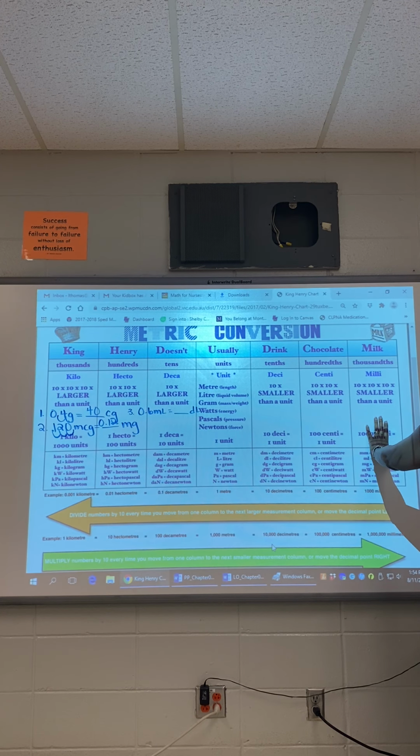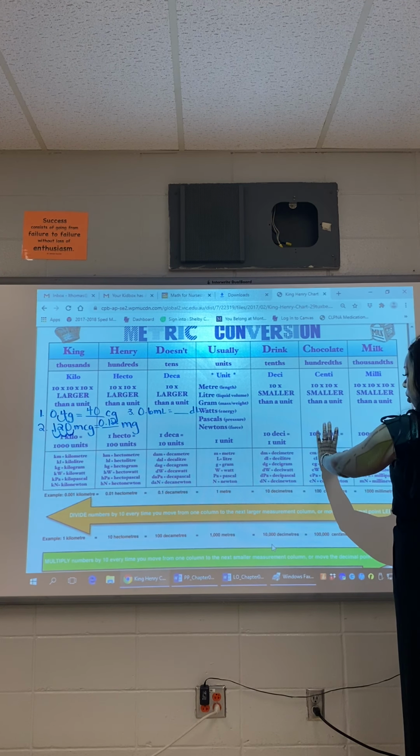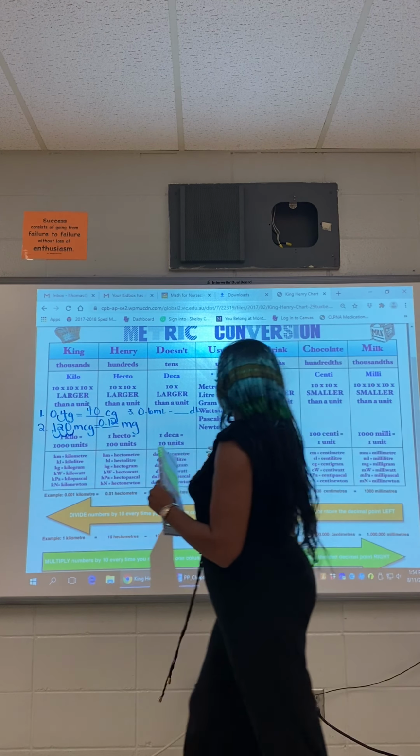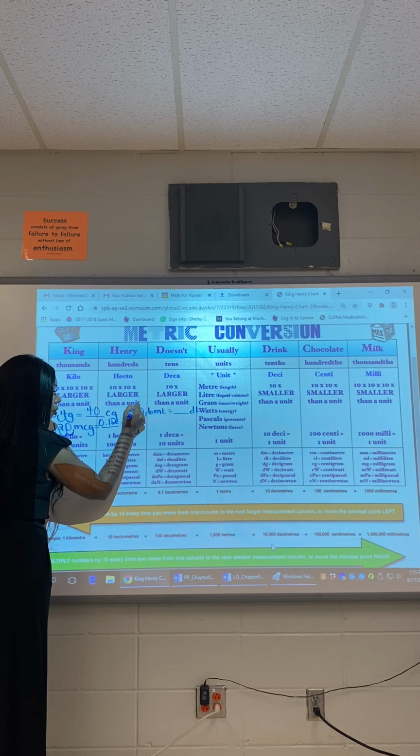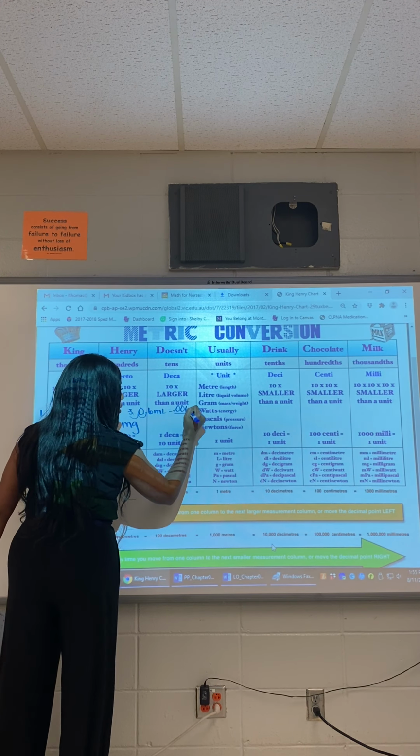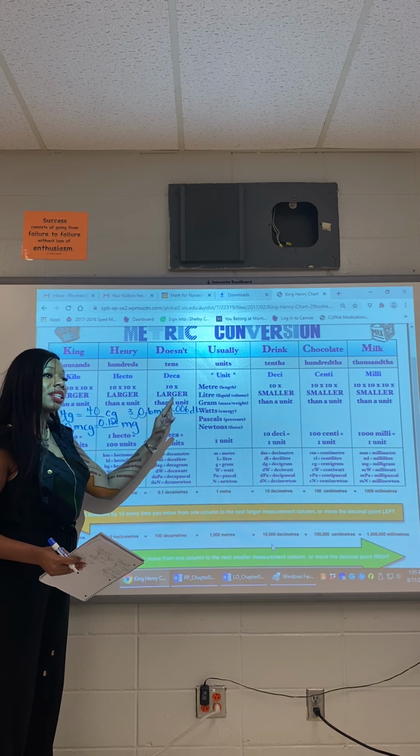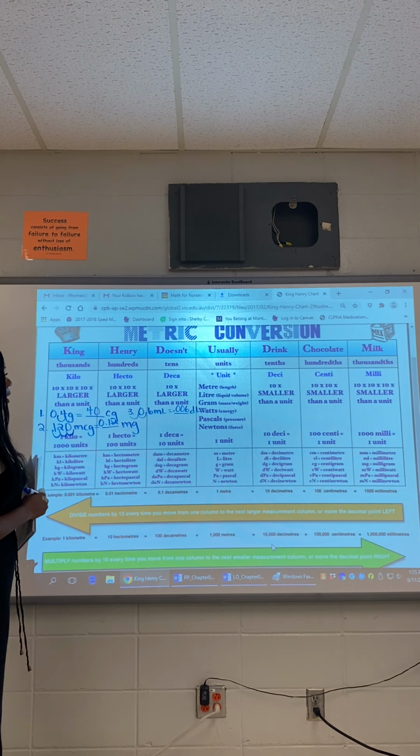So here I will move my decimal 1, 2. Deciliter is here, 2 units to the left. 1, 2. So I'm going to fill this in with a 0. So I have 0.006. How would you read this? Tenths, hundredths, thousandths: 6 thousandths. Okay, 6 thousandths.